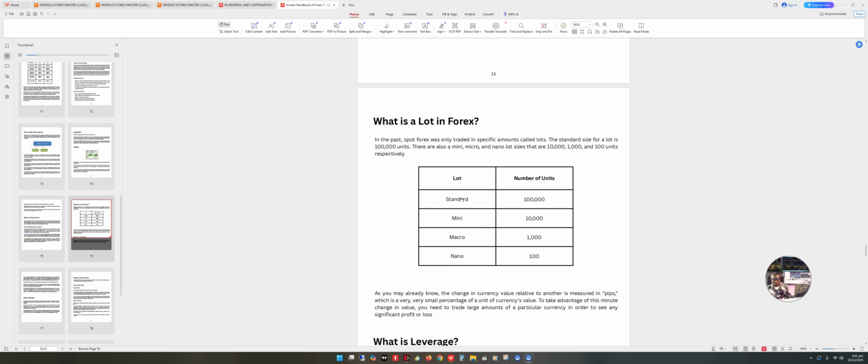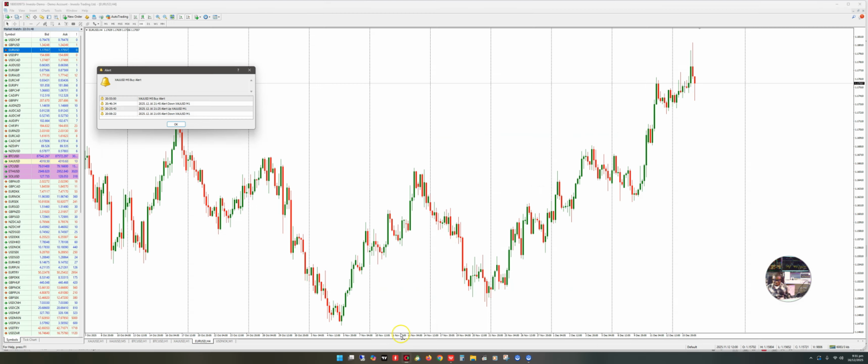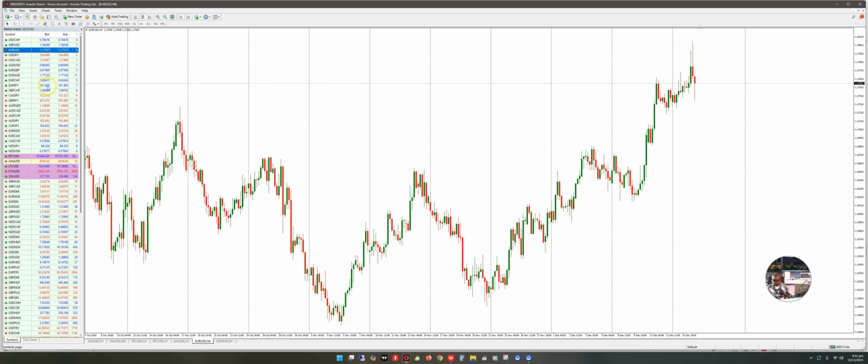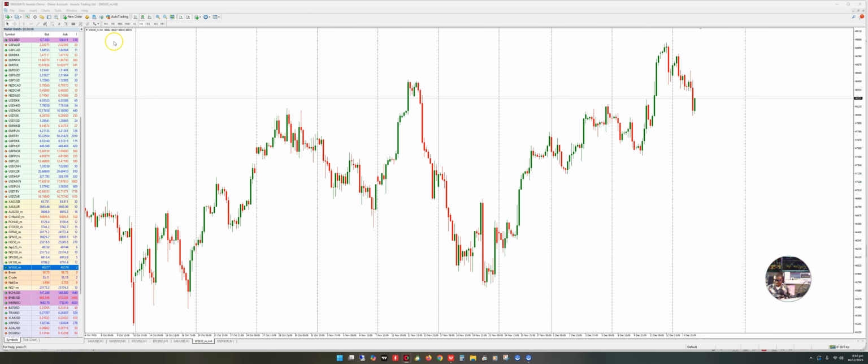For one lot, you'll need a minimum of 100,000. That is the contract amount. And for one lot size, for one pip move, you make $10. So depending on the lot size you take, that determines how much you make in the market. The amount of money you make in the market is a function of your lot size and your pip count. So I'll take this trade for instance, US 30.